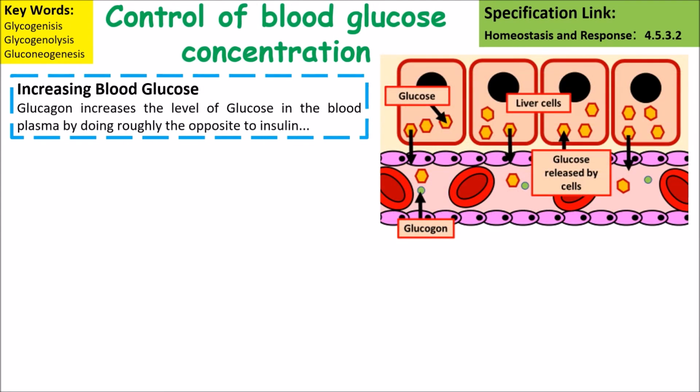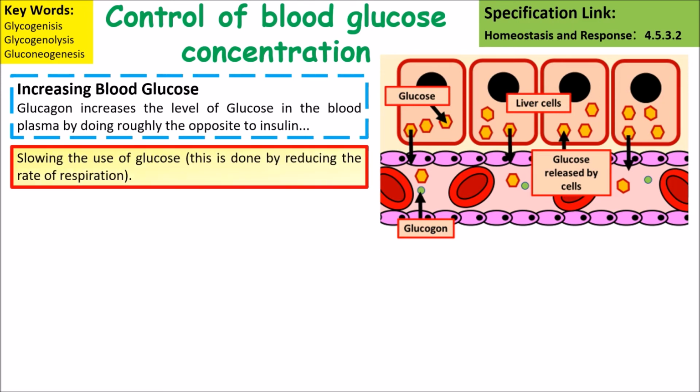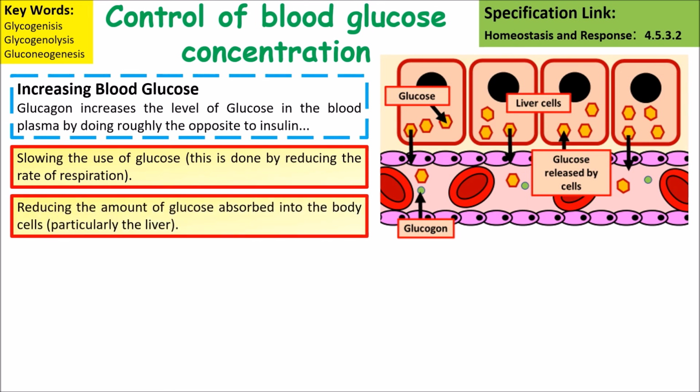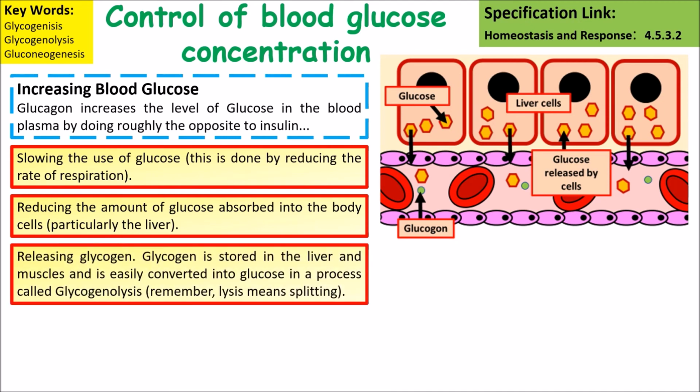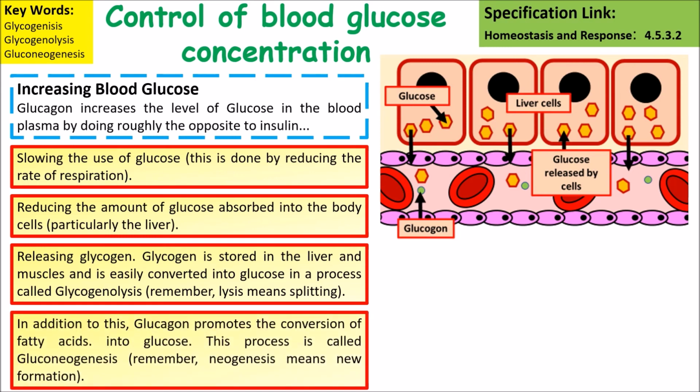So if we're looking at increasing blood glucose, glucagon increases the level of glucose in the blood. So it slows the use of glucose, and it reduces the amount of glucose that's absorbed into cells, particularly in the liver. It causes stored glycogen to be broken back down into glucose, which is then released back into the blood. And in addition to this, glucagon promotes the conversion of fatty acids into glucose. Remember, that's a process called gluconeogenesis.